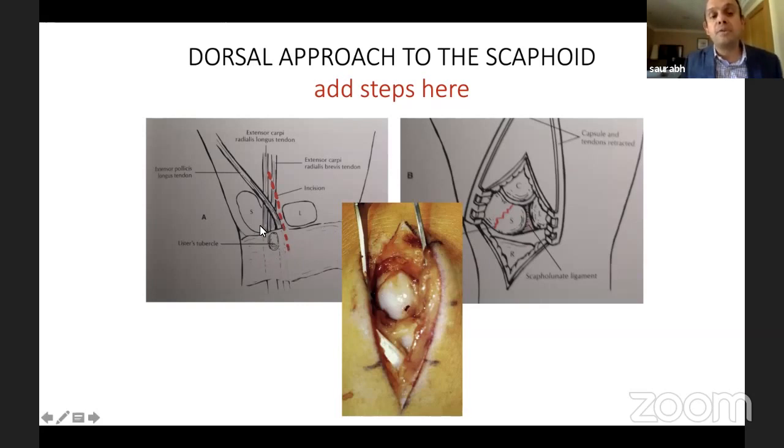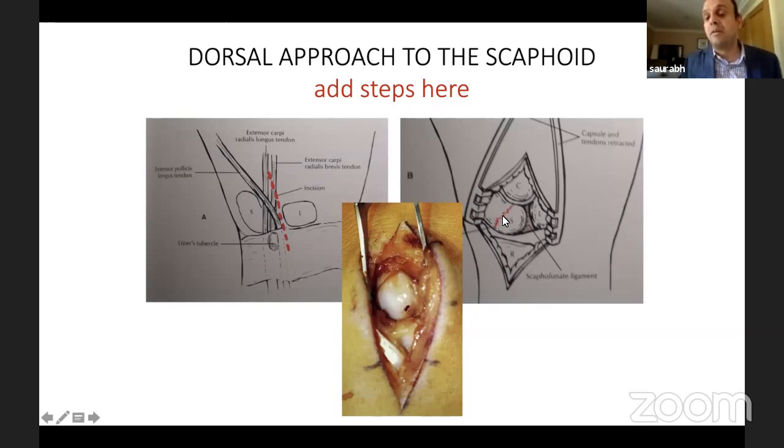And then for the capsule, you don't need to make a big burger flap. You just need a small, like a mayo flap. So incise the capsule here, put a retractor, and that's enough to show you the proximal pole of the scaphoid. That's all you need to see. Remember, proximal pole fractures of the scaphoid do not have displacements, so you don't want to disrupt a lot of blood supply. In fact, if my fracture is here, I won't even expose this much. I leave the capsule on distally as much as I can to allow that distal supply, so I'm not disturbing that distal supply from the dorsal carpal branch.